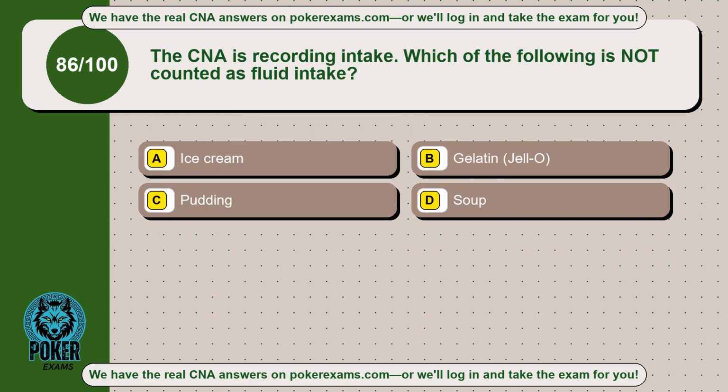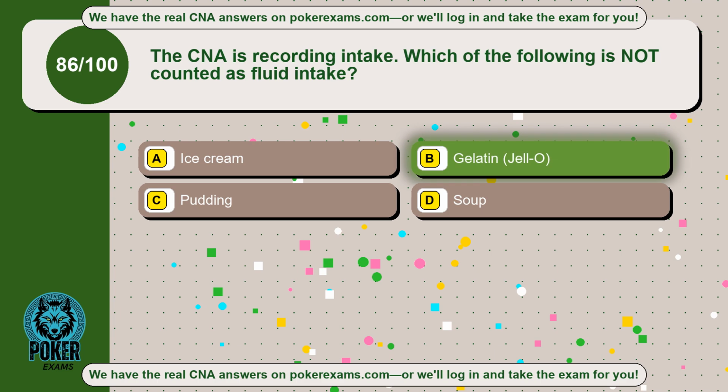Question 86. The CNA is recording intake. Which of the following is not counted as fluid intake? Option A, ice cream. Option B, gelatin, Jell-O. Option C, pudding. Option D, soup.